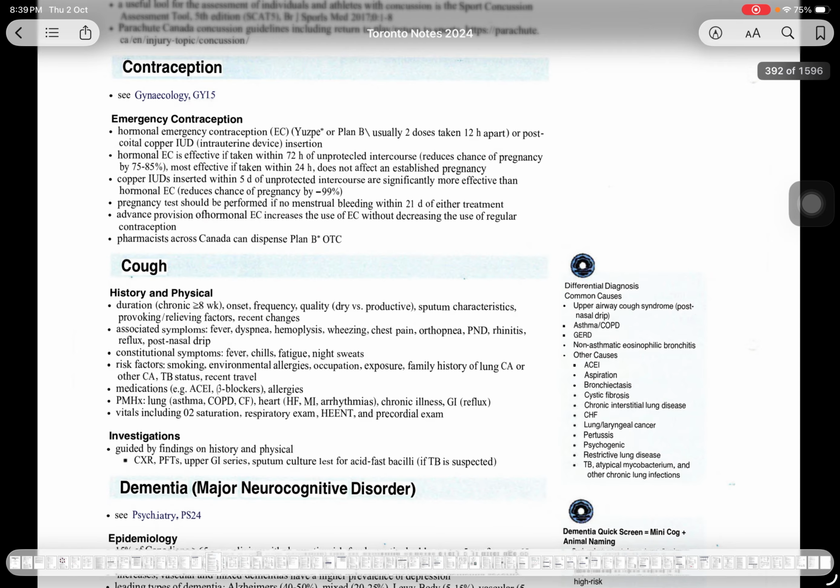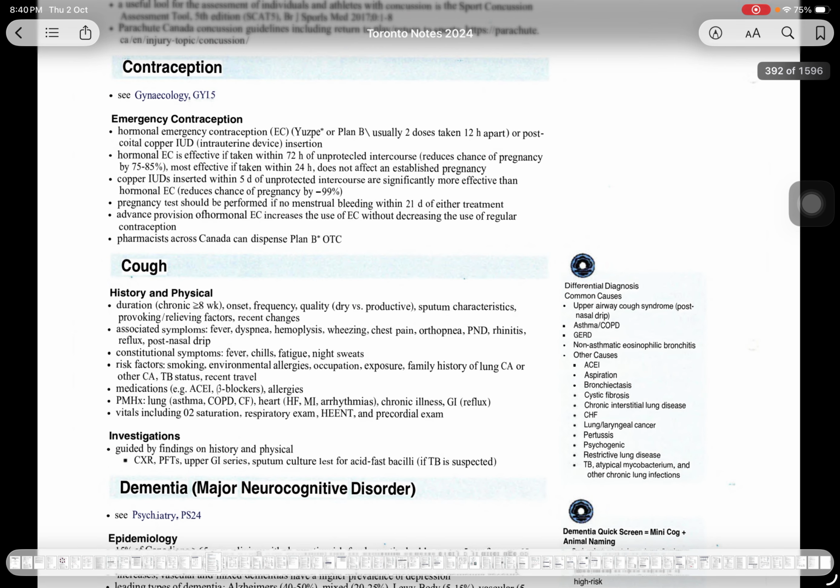That means, let's say you've given emergency contraception to a patient, and even after 21 days she's not having her menstrual period. So you've got to test her with beta HCG or a urine pregnancy test to make sure she's not pregnant. Advanced provision of hormonal emergency contraception increases the use of emergency contraception without decreasing the use of regular contraception.